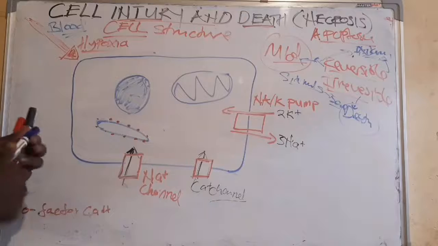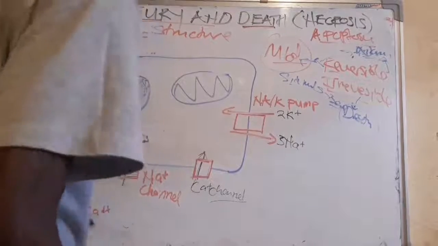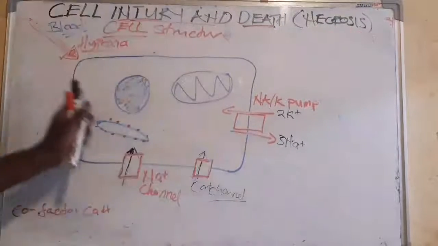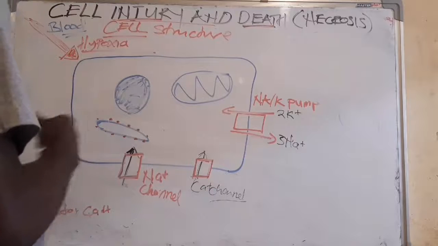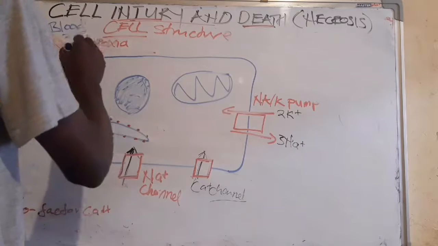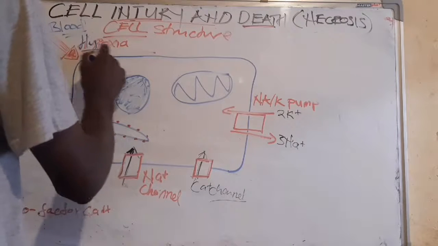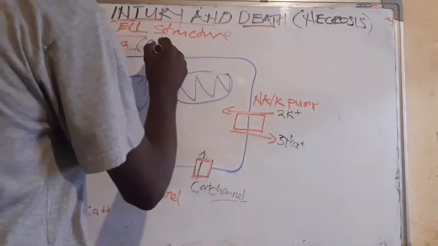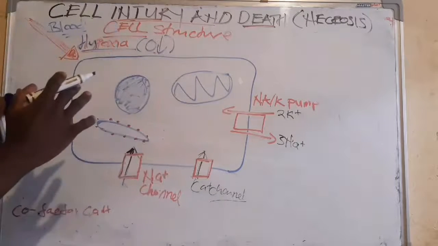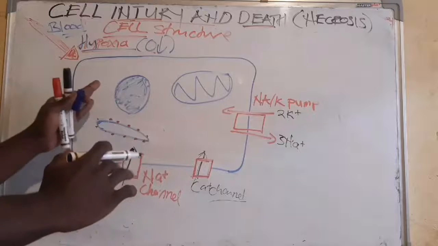So now let's first start with necrosis. What is the main cause of necrosis? The main cause of necrosis is hypoxia. What is hypoxia? Hypoxia simply means the decrease in oxygen supply to the cell.